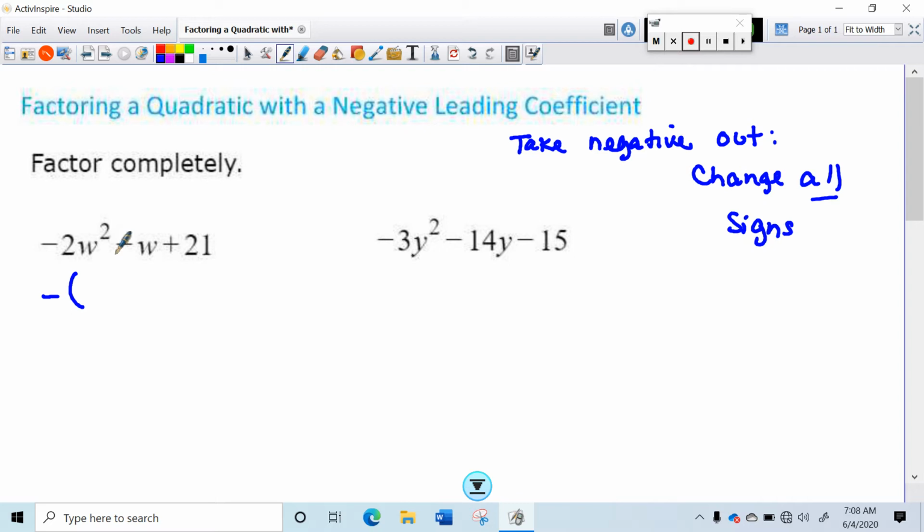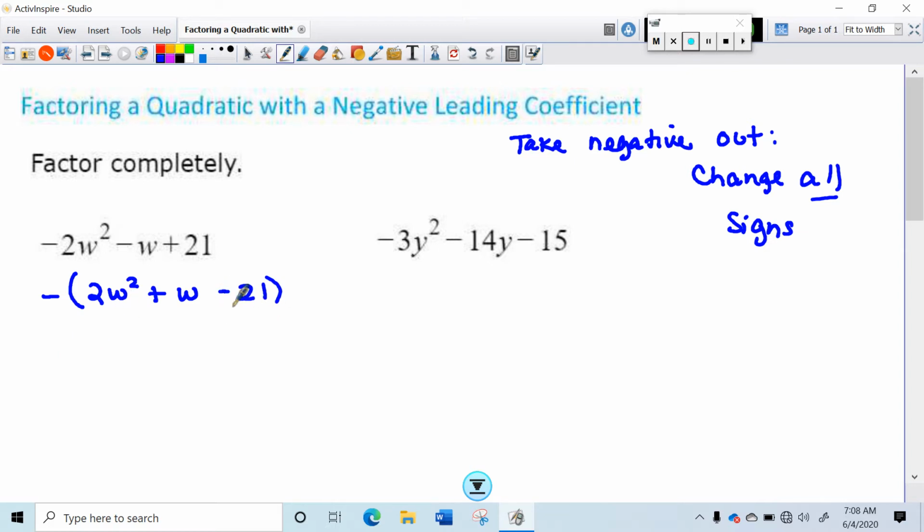So it works like this. A negative 2 becomes a positive 2, and I've got my w squared. A negative w becomes a positive w, and a positive 21 becomes a negative 21. Now, this trinomial inside, that's what I'm going to factor next. Well, I'm going to see if I can factor it.